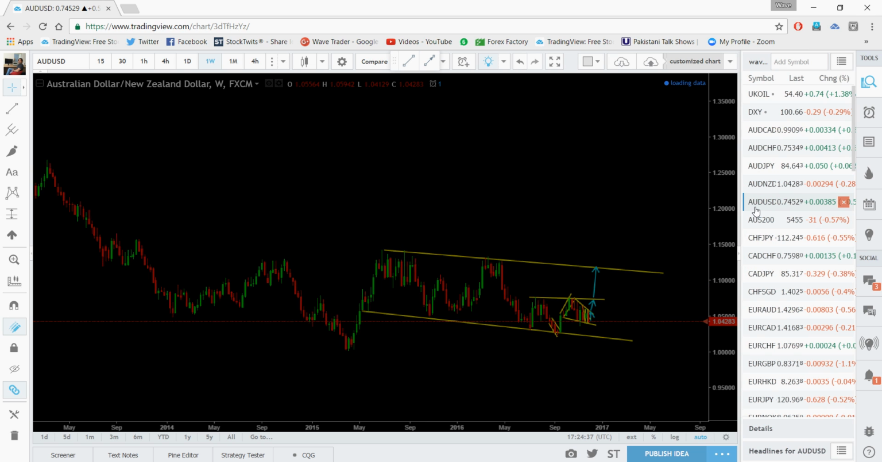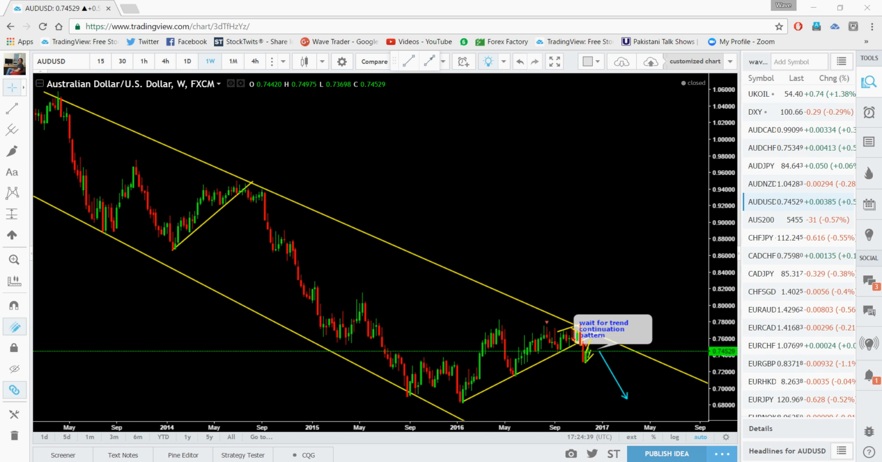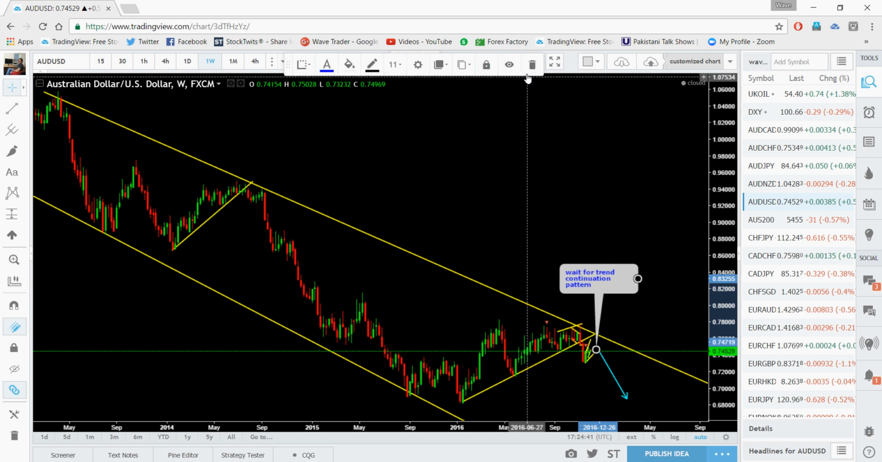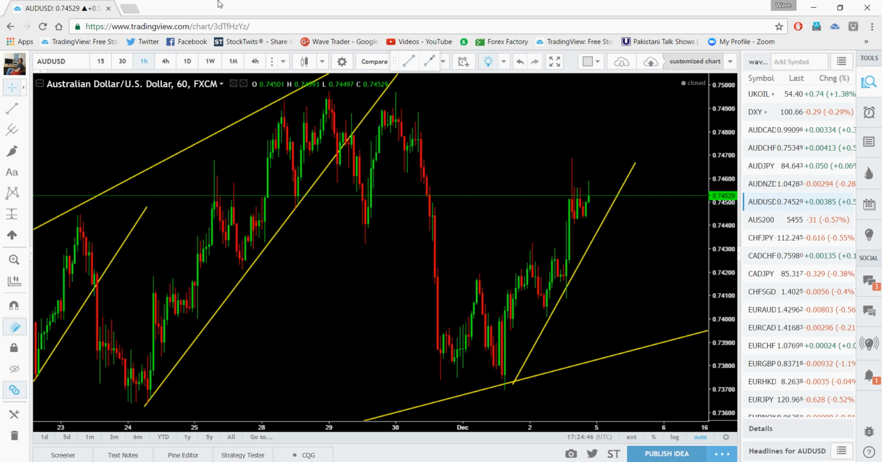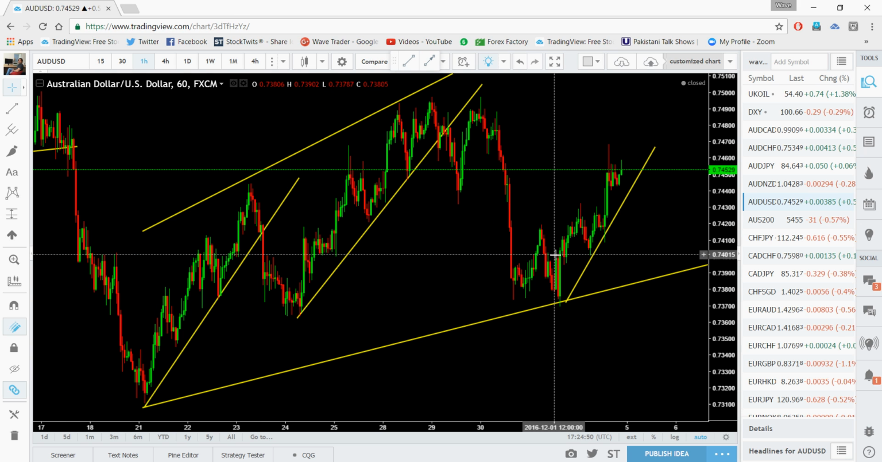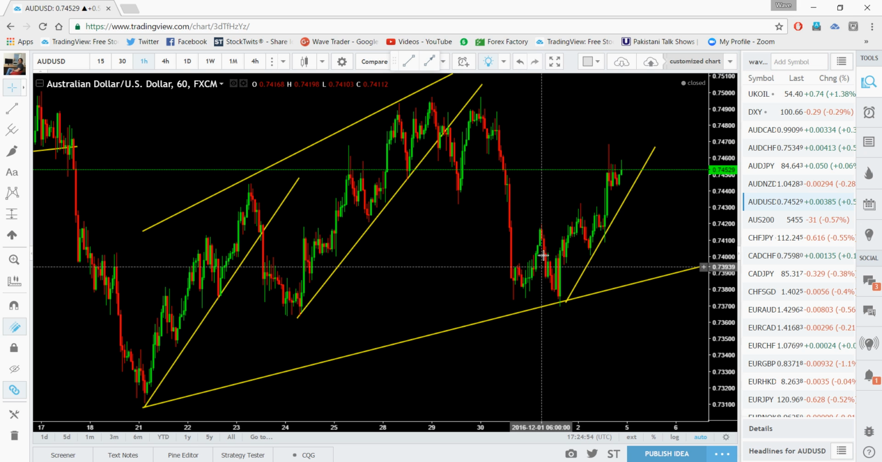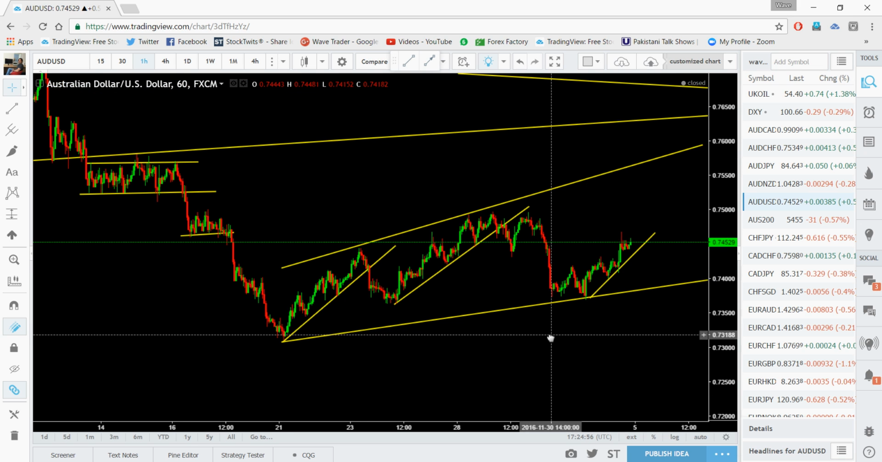This pair has changed its formation. We were anticipating this going to continue to the upside. Those who sold at the top did well, and if they closed their trade somewhere here, then they did well. And those who did not close their trade also did well.